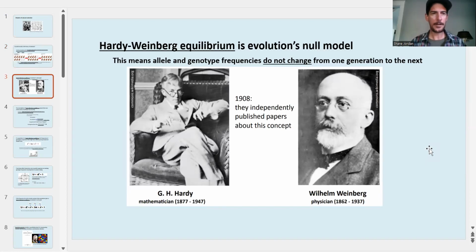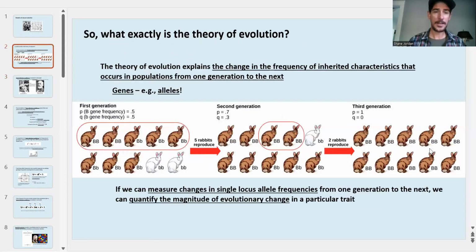In evolutionary biology, this model has classically been summarized as the Hardy-Weinberg equilibrium. And Hardy-Weinberg equilibrium is essentially evolution's null model. Now, if you don't know what a null model is, that's okay. Basically, the model of Hardy-Weinberg equilibrium postulates that allele and genotype frequencies are not changing significantly from one generation to the next. So we might postulate that if a population was in Hardy-Weinberg equilibrium, perhaps this population of rabbits, the frequencies of these genes would stay pretty constant throughout time, which is, of course, not the example here.